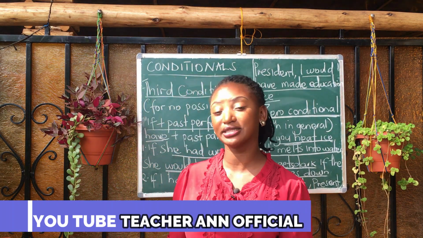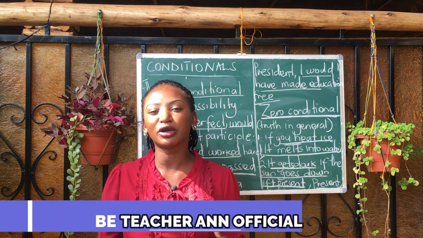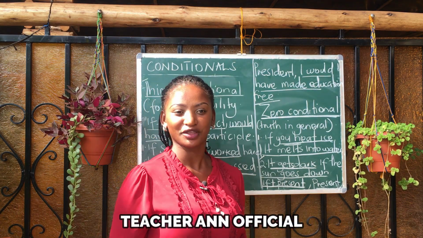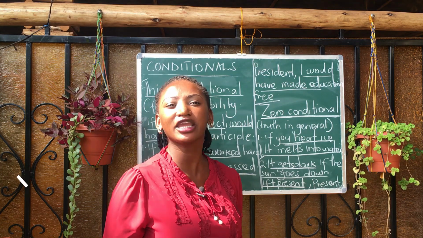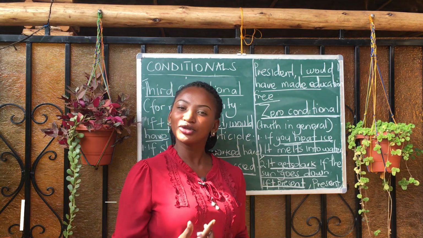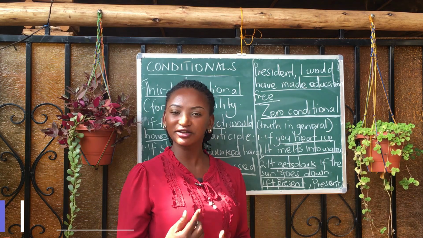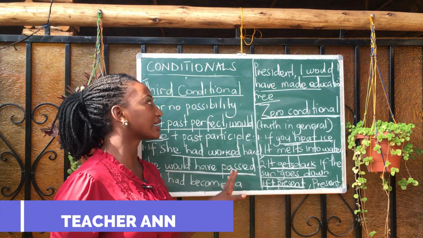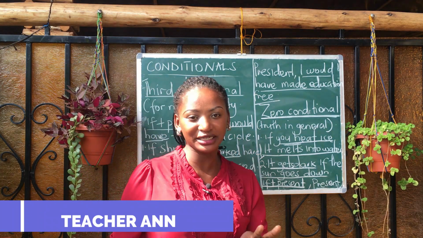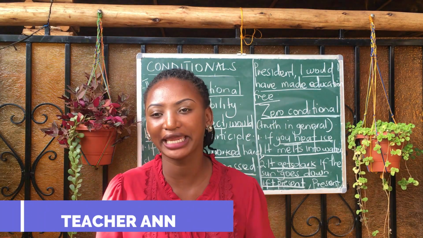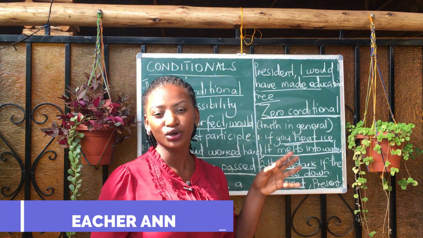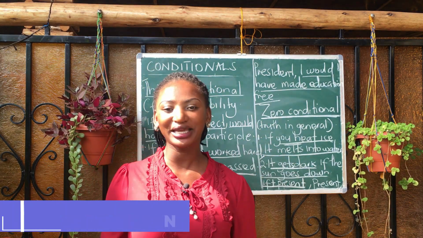So particularly in zero conditional, we are talking about truth in general, scientific truth, habits. For example, if you don't own a car, you don't buy petrol. It is a truth and it is real. So basically, those are our 4 types, but we have the 3 main types of conditionals, and lastly we looked at zero conditional.